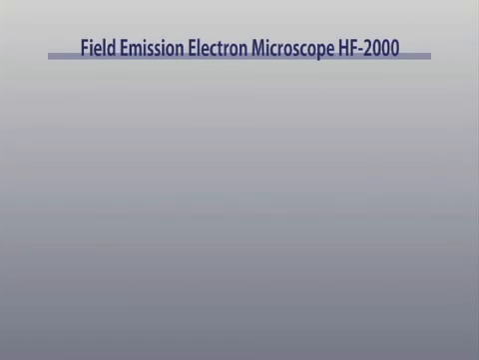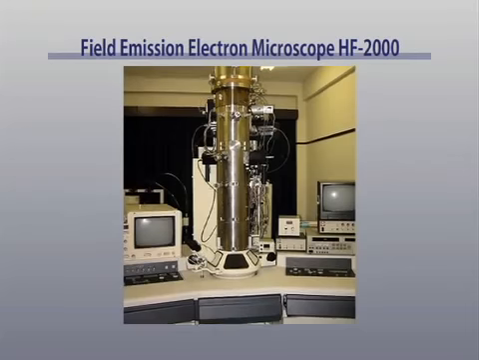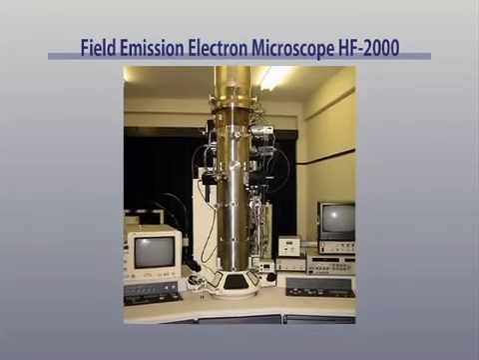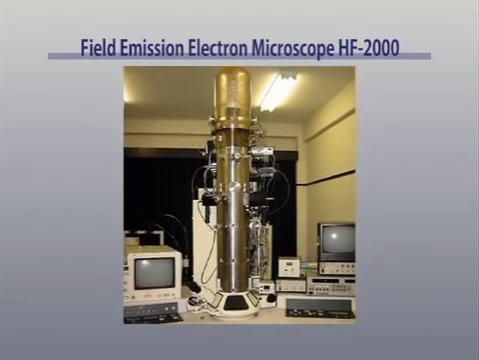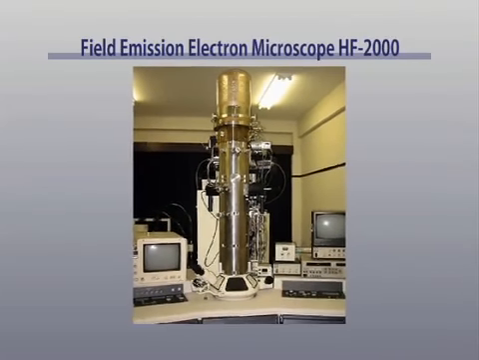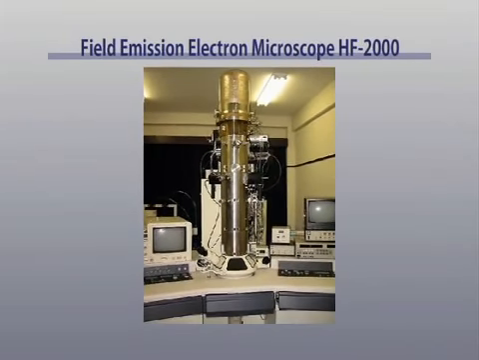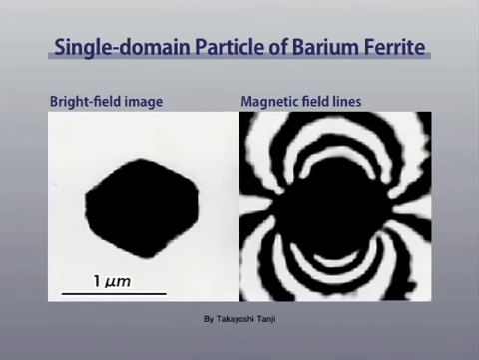This is a field emission electron microscope. It is especially useful for observing magnetic materials. A conventional microscope cannot escape the effects of the magnetic field in its objective lens. However, this microscope is equipped with a special lens, which makes it possible to observe without being influenced by any magnetic field. The left micrograph shows a barium ferrite particle, observed in conventional bright field mode, while the right one shows the same image in holography. You can see that the north and south poles are connected with magnetic lines.